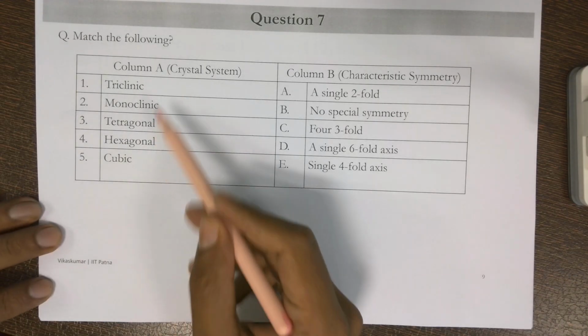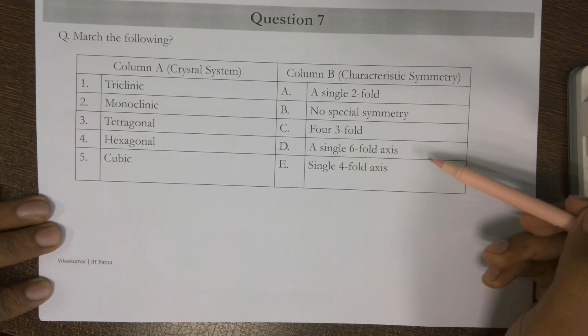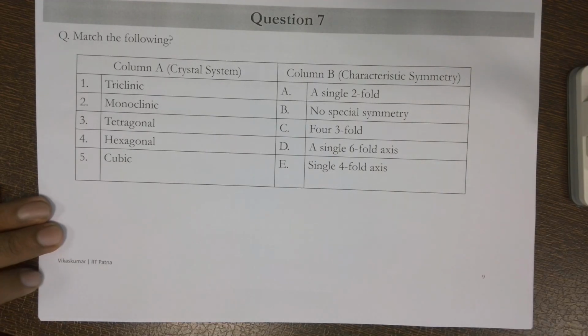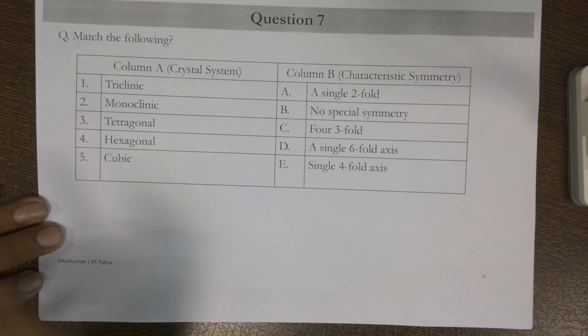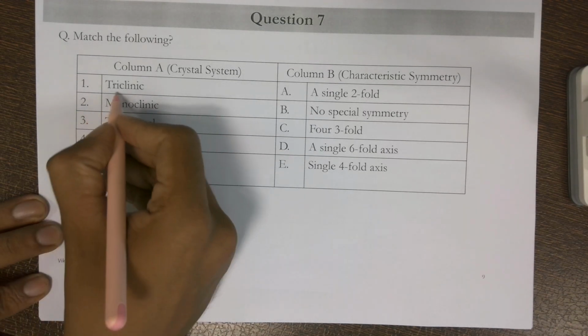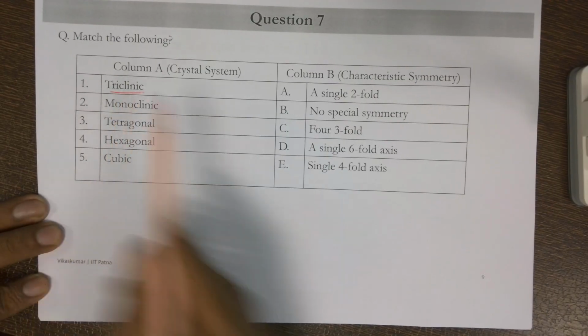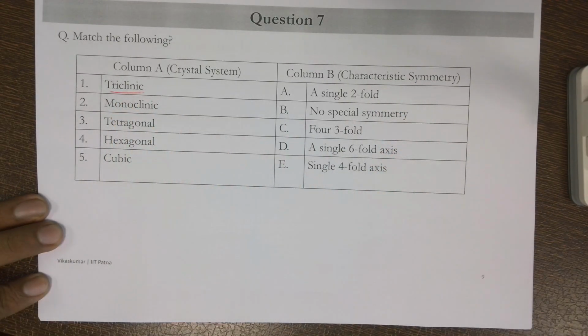The crystal system is given to us and we have to match them with column B. Feel free to respond in the text in the chat box if you find the answer. Regarding the triclinic, triclinic will match with which of them?